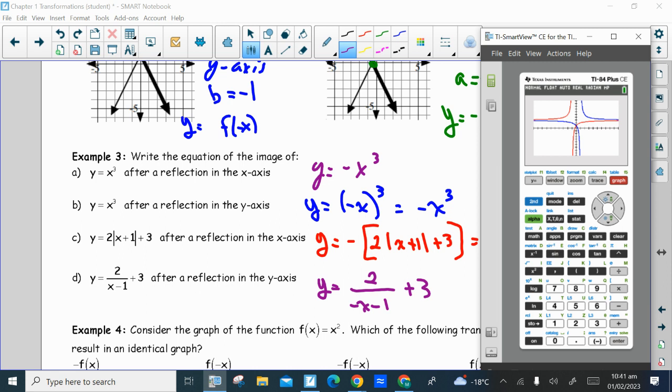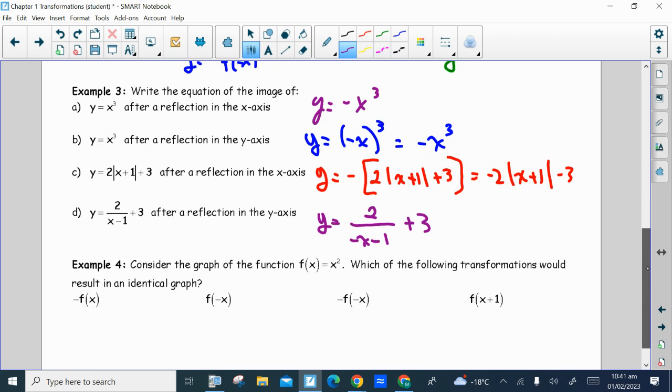So whenever you're writing these new equations, you can always check them on your calculator. Make sure the equation that you get does what it should do. In this case, reflected across the y-axis. Okay?